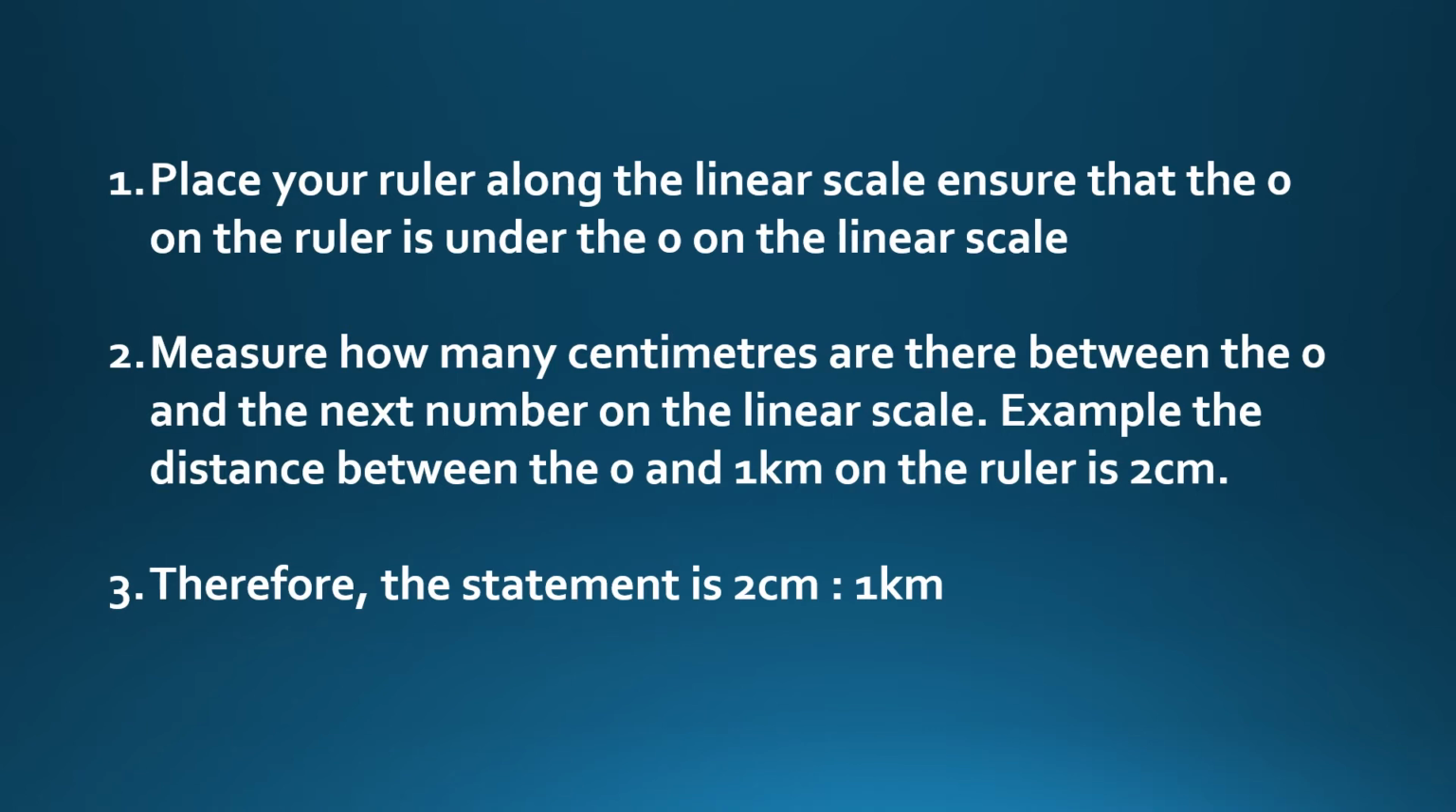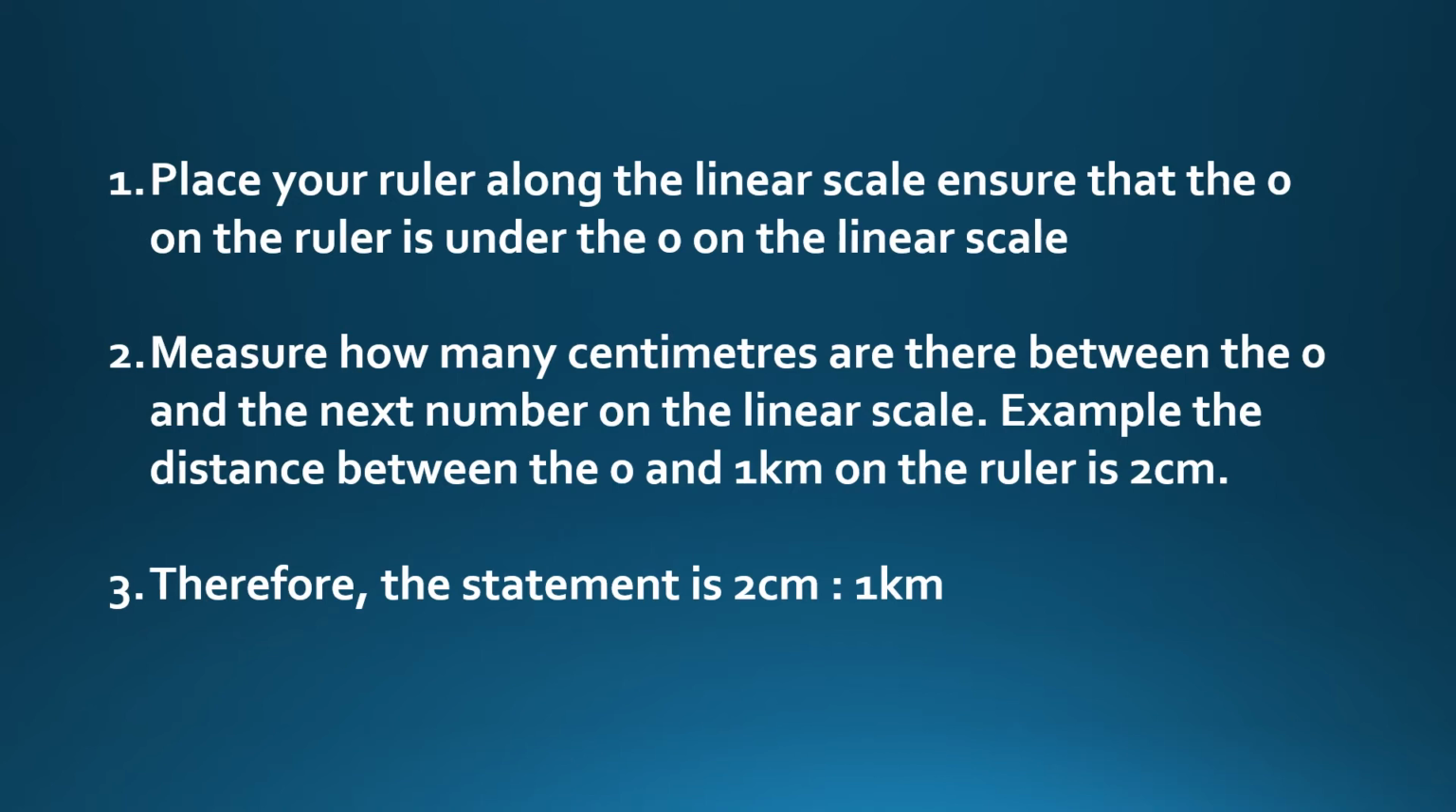The first thing we're going to do is to place our ruler along the linear scale, ensuring that the 0 on the ruler is also under the 0 on the linear scale. Then we will measure how many centimeters are there between the 0 and the next number on the linear scale. For example, the distance between the 0 and 1 kilometer on the ruler is 2 centimeters. Therefore, the statement should read 2 centimeters to 1 kilometer. That is all well and good, right?